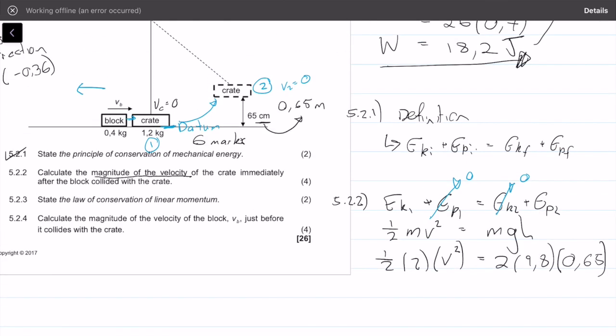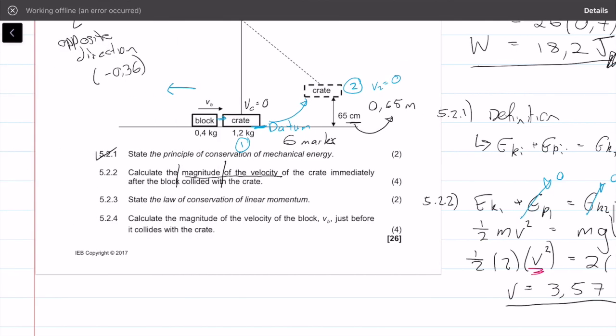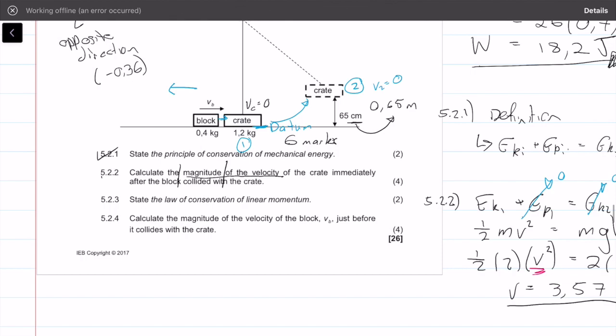If we look at this equation, the only unknown is the velocity, so we can solve for v, and if we plug that in, we get 3.57 meters per second. We've been told to find the magnitude, so we don't care about the direction, so that is our final solution. We get 4 marks for that.